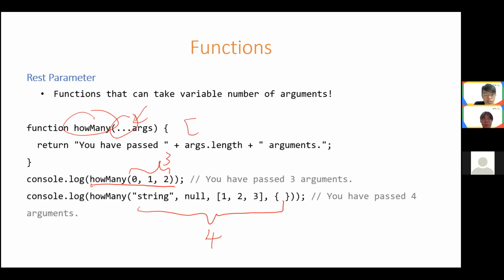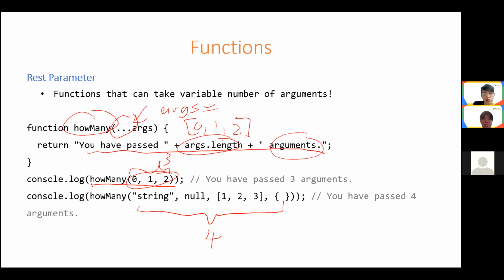So in this case, I'll have this. The args will be equal to this array containing the inputs. And then we have learned that in order to calculate the number of elements inside an array, we can do .length. So I'm doing this here. I'm returning a combination of strings. So I combine "you have passed" plus the length of the array and combine with "arguments".